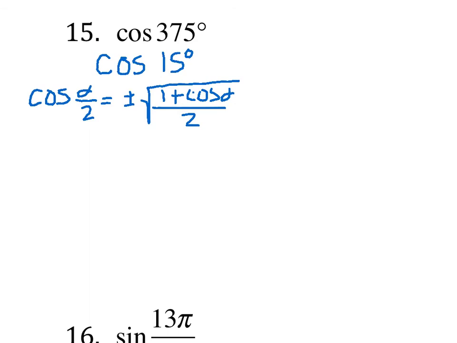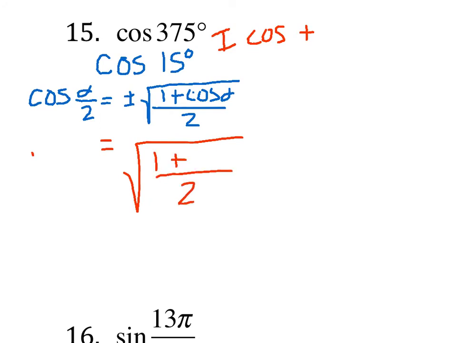Since this original angle is in quadrant 1, and we know cosine is positive in quadrant 1, we know that this is going to be a positive answer. So I need to figure out how can I write 15 as something over 2, and I know that it is 30 over 2. So I just need to figure out what is cosine of 30 degrees. And most of you should know that off the top of your heads, that it is radical 3 over 2.